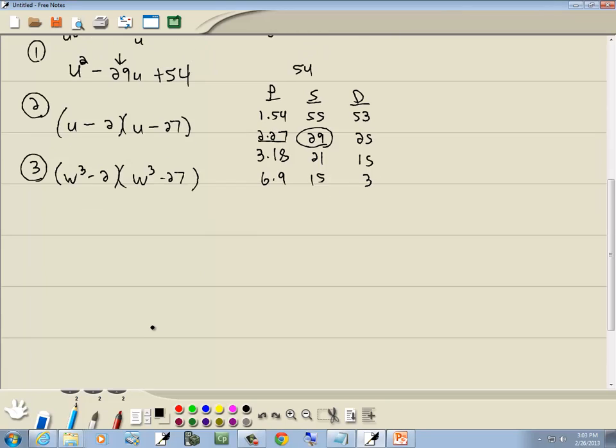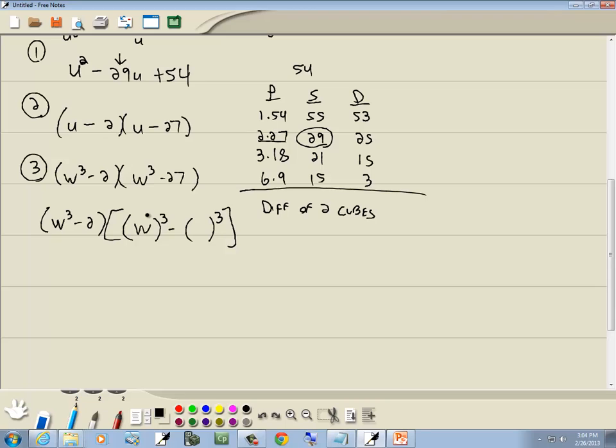Now, the w to the 3rd minus 27 is actually the difference of 2 cubes, because we have 2 terms being subtracted. We try to write it as something to the third power minus something else to the third power. Well, w times w times w gives you w to the third, and 3 times 3 times 3 gives you 27. I'll label this as F for what's in my first set of parentheses, and I'll label this as L for what's in my last set of parentheses.